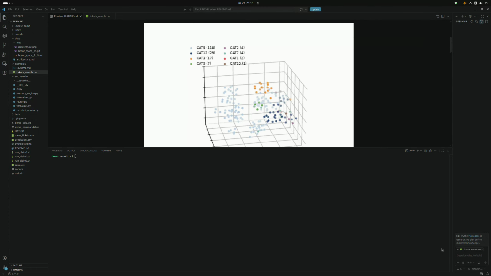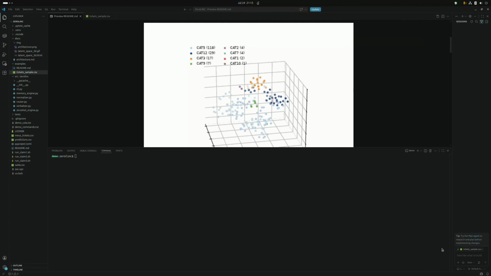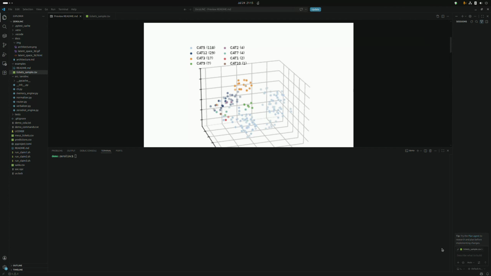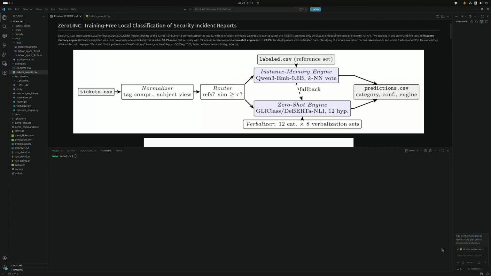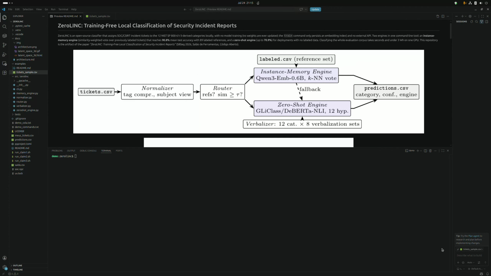Like this, you have the embedding space of the tickets, and you classify using the 3 nearest neighbors. If there aren't tickets close to the one we are classifying now, it uses a fallback that passes to a zero-shot engine.